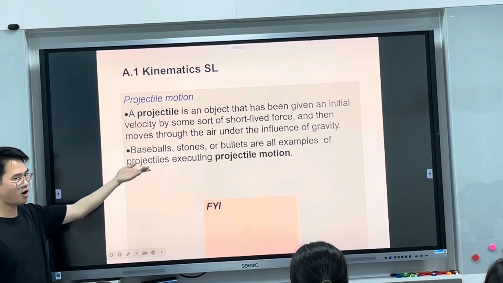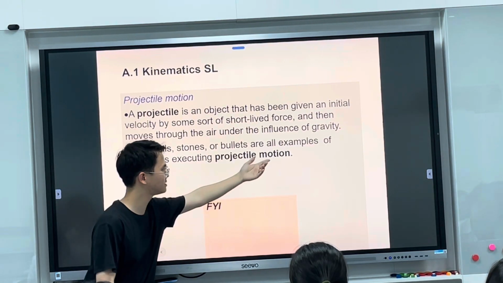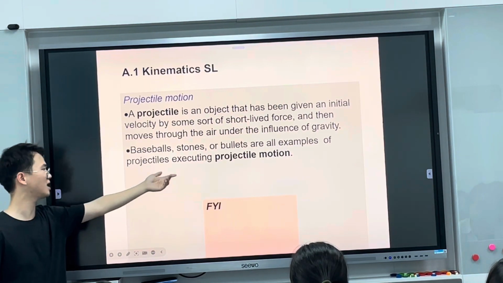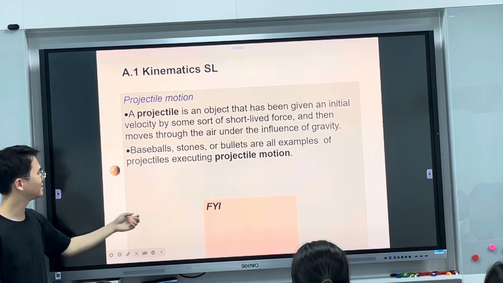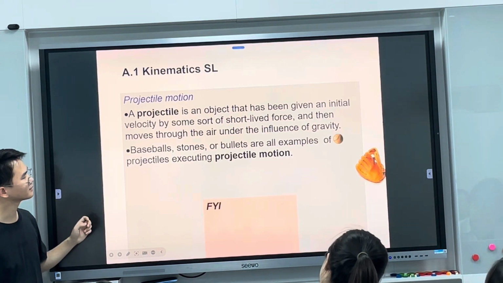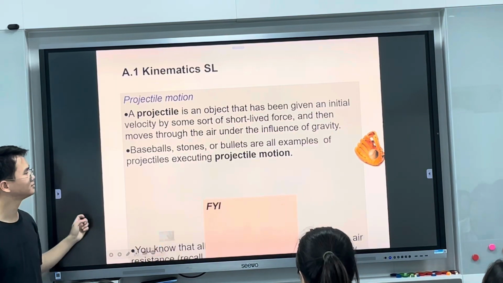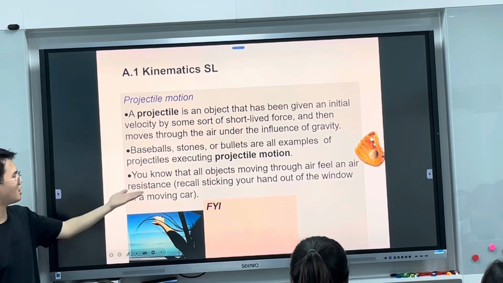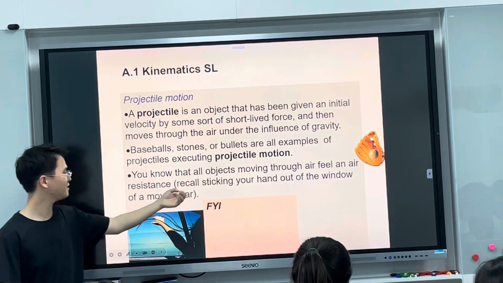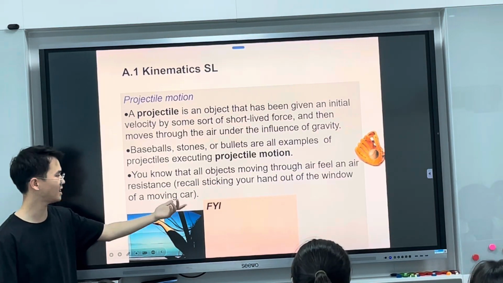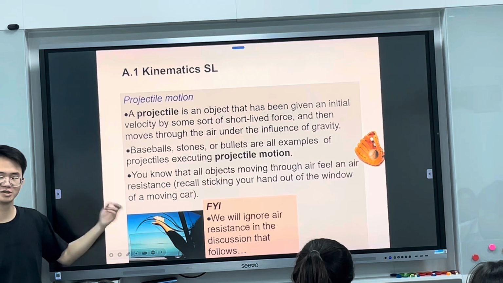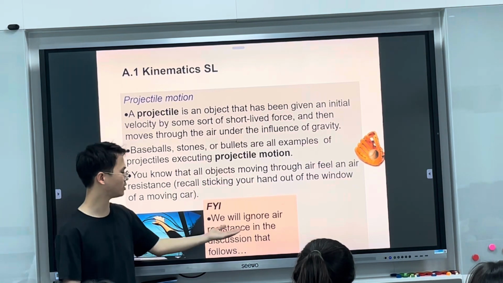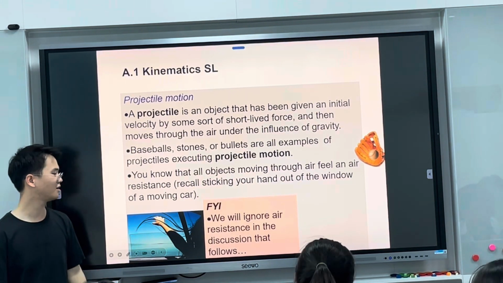Such as baseballs, stones, and bullets are all examples of projectiles executing projectile motion. And like that. Right? Like that. And you know all the objects moving through the air feel a resistance, right? But for projectile motion, we will also ignore the air resistance for now.